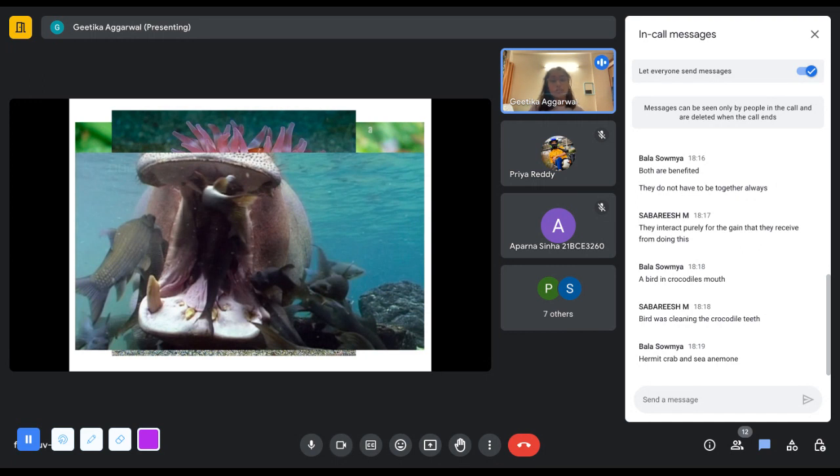So you can see there's a hippopotamus, you can see there's a lot of fish, but why are all these fish surrounding the hippo and what is going on?